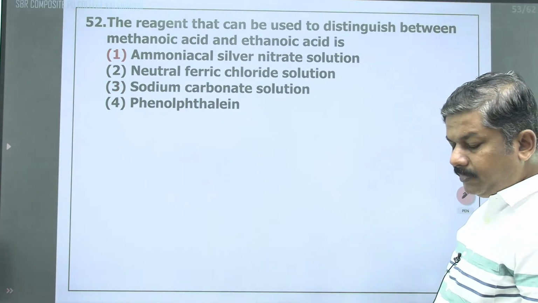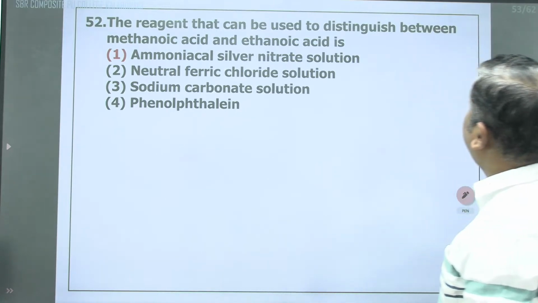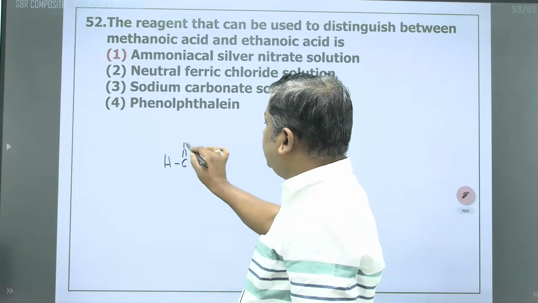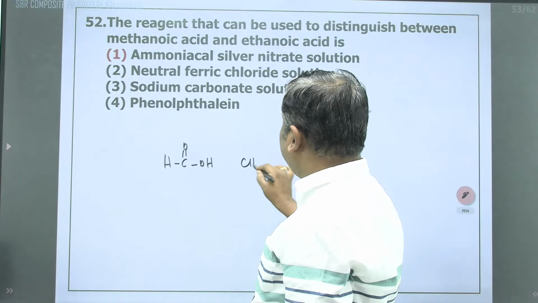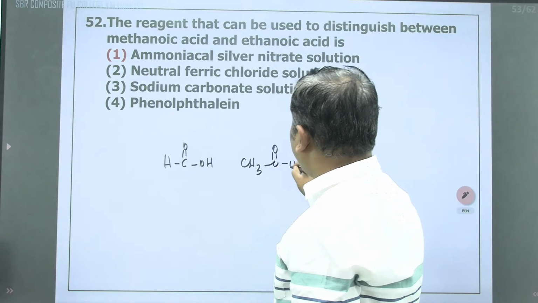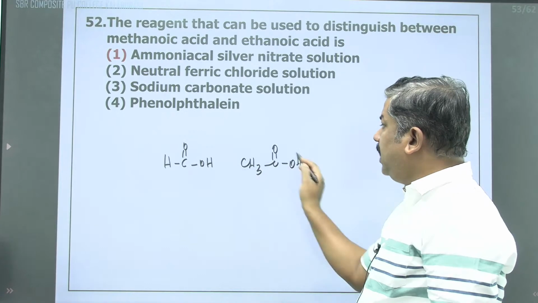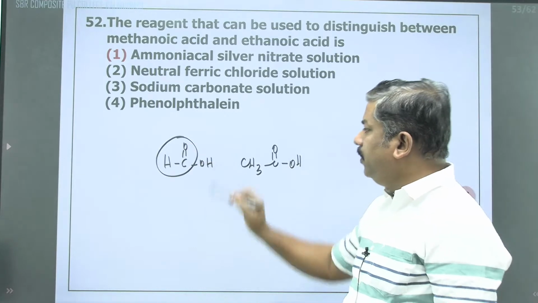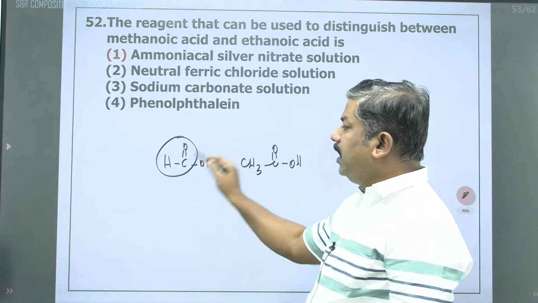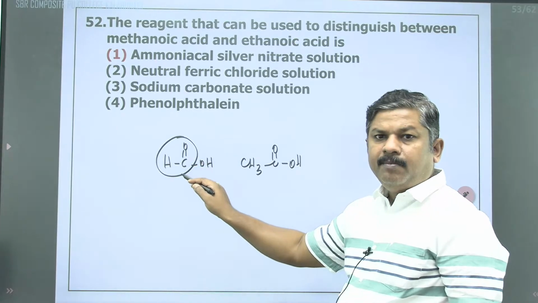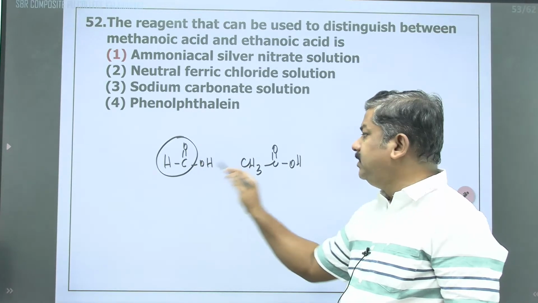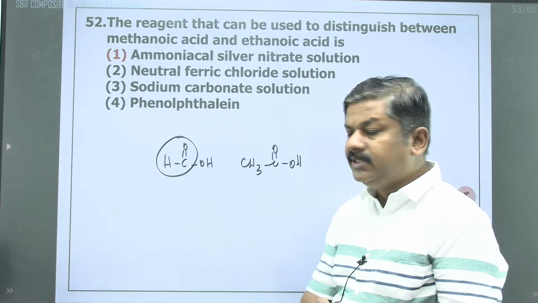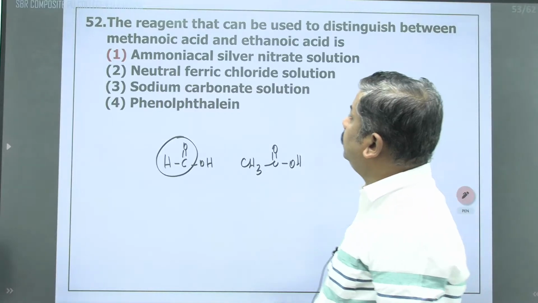52. The reagent that can be used to distinguish between methanoic acid and ethanoic acid: methanoic acid is HCOOH and ethanoic acid is CH3COOH. Both are carboxylic acids. When both are carboxylic acids, which reagent is going to be used? Whenever the question is related to methanoic acid, remember the presence of aldehyde. Since it contains an aldehyde, this one can give a positive Tollens test and a positive Fehling solution test, but the remaining carboxylic acids give a negative Tollens test and a negative Fehling solution test.